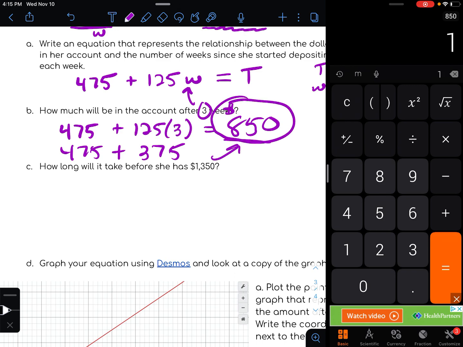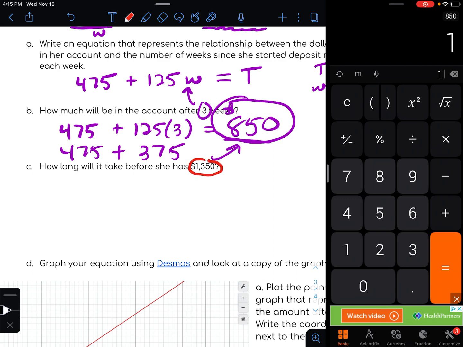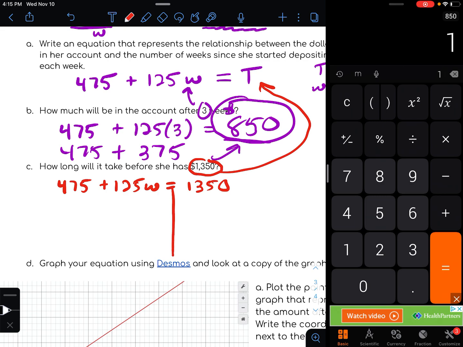Okay, how long will it take before she has 1,350? Okay, so the 1,350 is really the total that she has after a certain amount of weeks. So we're going to have to think about solving this equation now with 1,350 as our total. So we're going to work backwards, and you could start plugging in some numbers of weeks and eventually get that total, probably, unless it's a fractional week, which is always possible. But we're going to work backwards and use our solving steps to try to get W by itself.